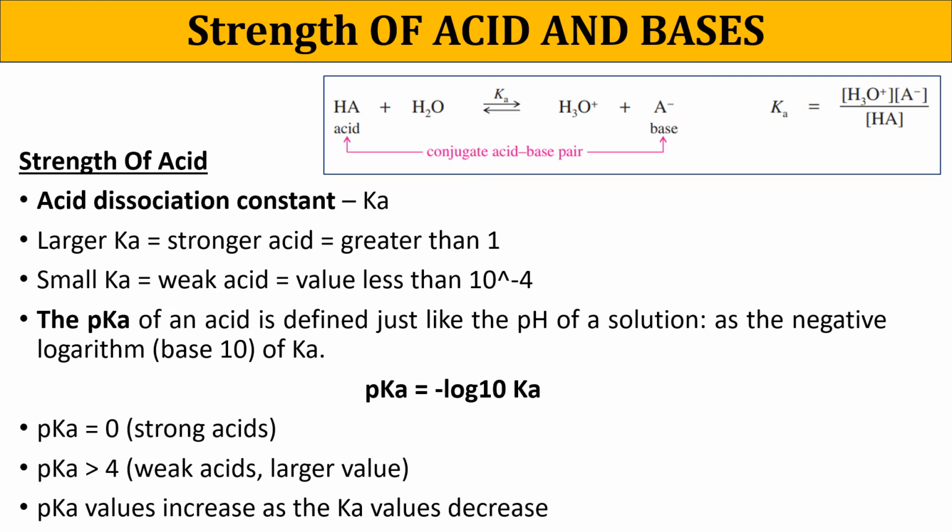Strong acids generally have pKa values around 0 or even negative, and weak acids such as most organic acids have pKa values greater than 4. Weaker acids have larger pKa values. As the pKa value increases, the Ka value decreases.